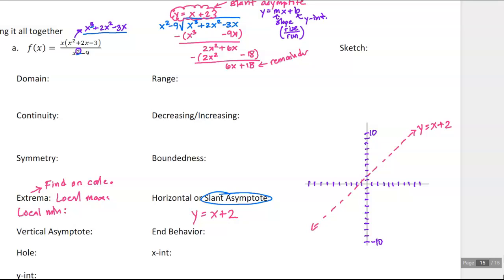All right. So now we've already found our slant asymptote, and I just wanted to do that first for everyone that needs to leave. But now I'm going to finish the rest of this problem.